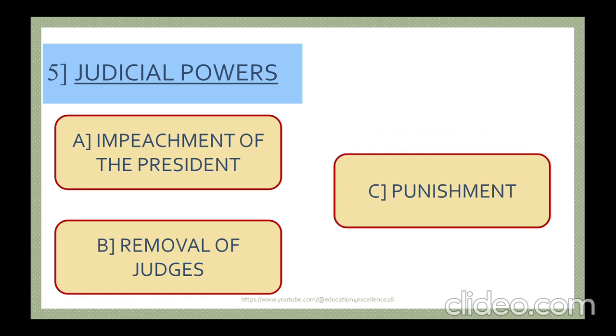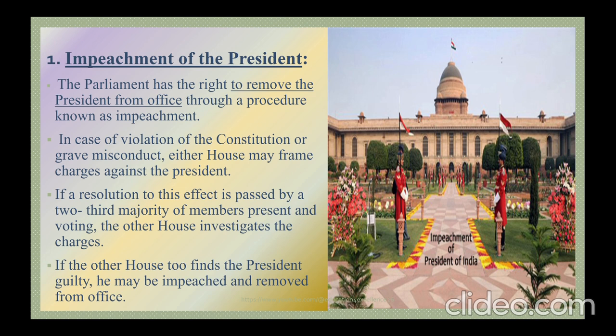Judicial powers: impeachment of the president, removal of judges, and punishment. See, the Parliament has the right to remove the president from the office through a procedure known as impeachment. The removal of the president, the removal of the Supreme Court Chief Justice, the removal of the vice president is called impeachment. In case of violation of the constitution or misconduct, either house may frame charges against the president.